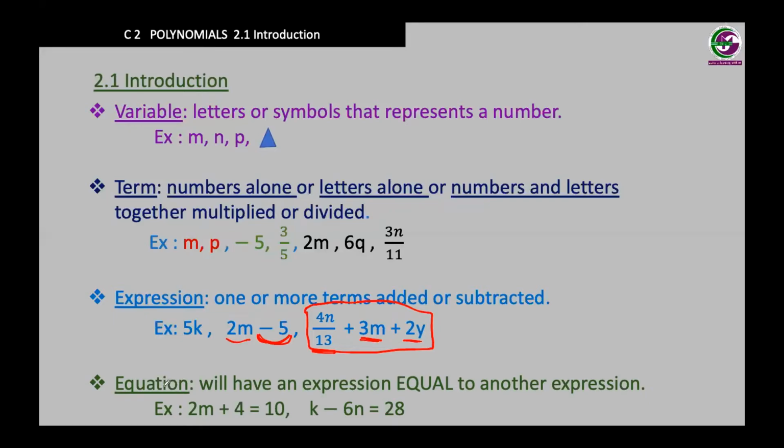Okay. Now let's move on to the last word of this lesson, equation. What is an equation? Equation means it is something very close to expression, but it will have an equal sign. So from the word itself, expression and equation are almost the same. You will have an equal sign. So you have, see, 2m plus 4 is an expression with two terms equal to another expression. The expression means it can have one term or more terms. So this is an equation. The main idea is because you have an equal sign. This is another equation also because you have an equal sign. So k minus 6n is equal to 28 is another equation.